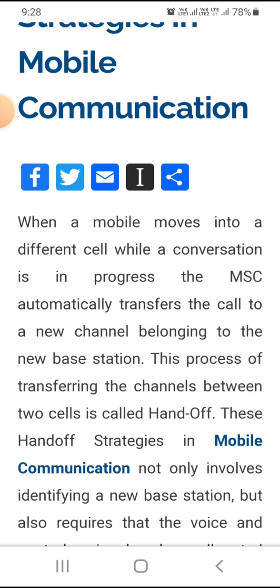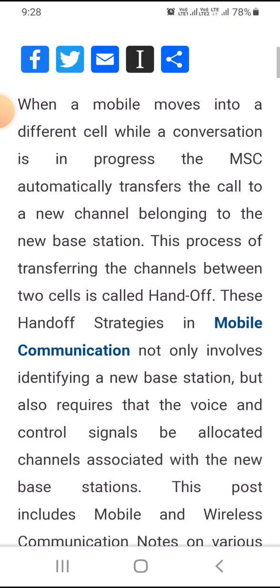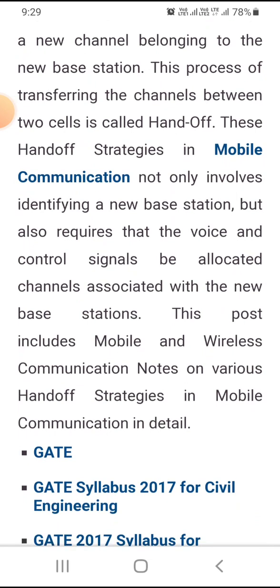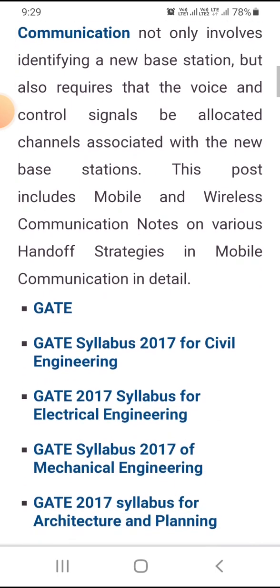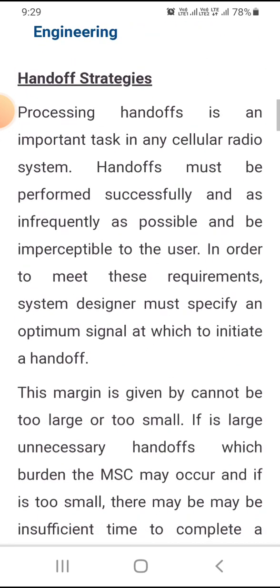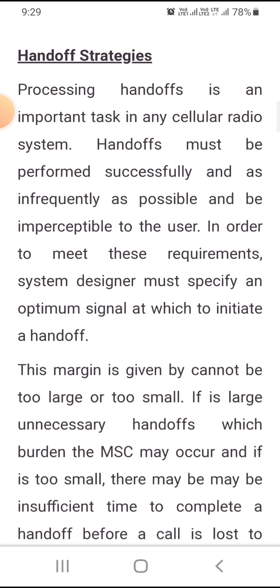These handoff strategies in mobile communication not only involve identifying a new base station but also require that the voice and control signals be allocated channels associated with the new base station. This includes the various handoff strategies in mobile communication. The handoff is an important task in any cellular radio system.